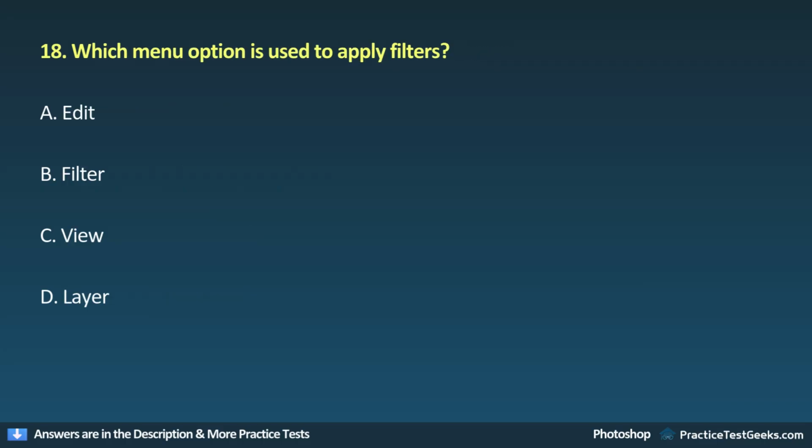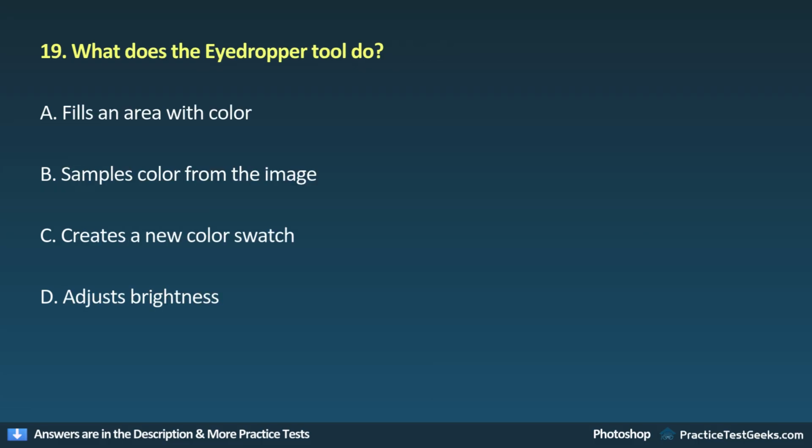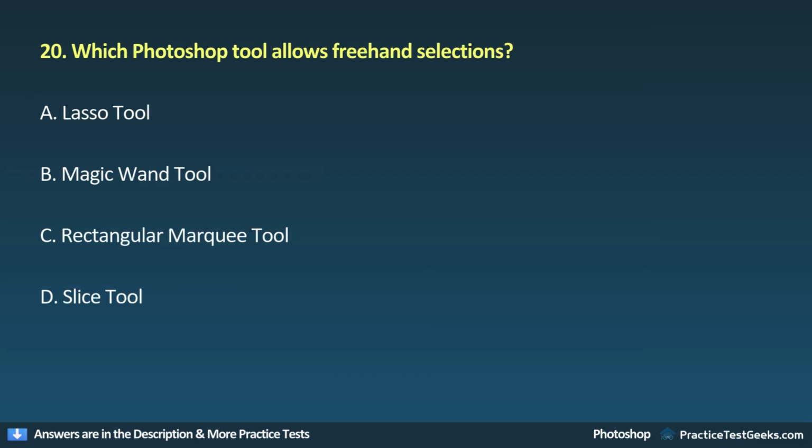18. Which menu option is used to apply filters? A. Edit. B. Filter. C. View. D. Layer. 19. What does the eyedropper tool do? A. Fills an area with color. B. Samples color from the image. C. Creates a new color swatch. D. Adjusts brightness.